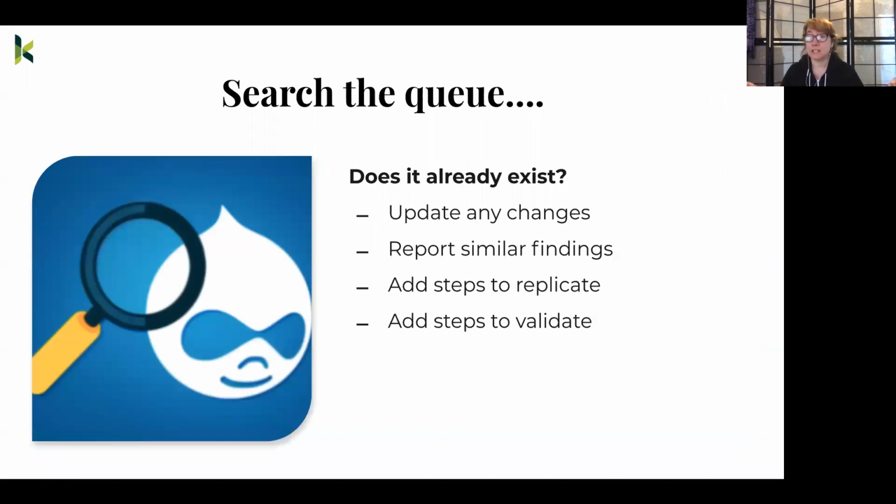So when we find an issue, we want to make sure that the issue doesn't already exist, because we don't want to be redundant. If the issue does exist, we want to make sure that the issue is up to date. You want to report any similar findings, add steps to replicate. Maybe you have a module installed that the other person didn't, and so your steps to replicate are a little bit different. And then add steps to validate too. How do we know that that bug is fixed?